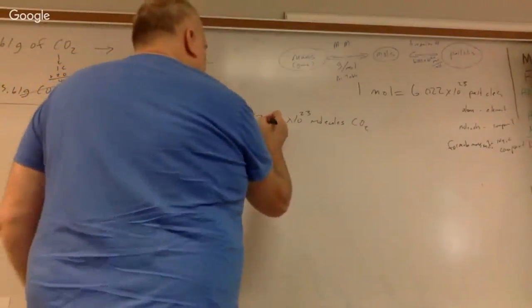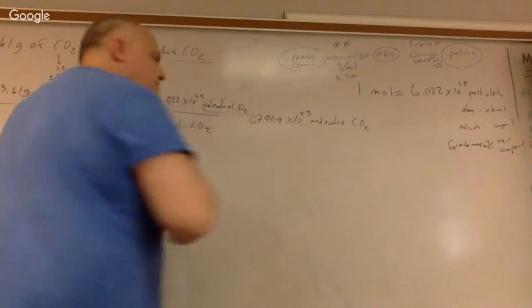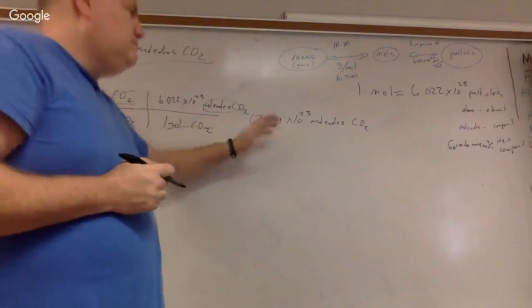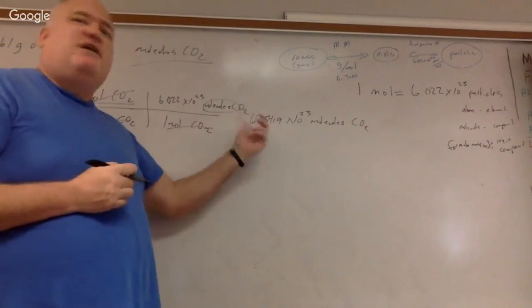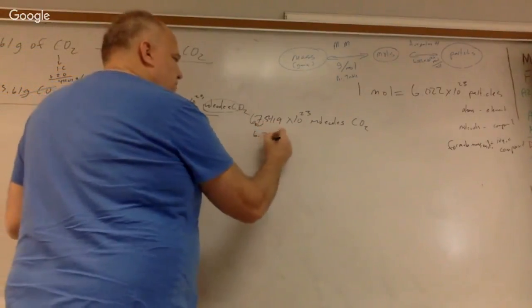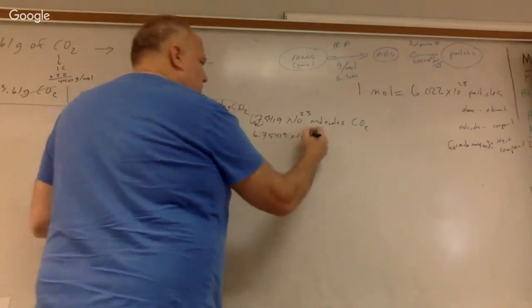67.5419. Agreement, Jacob? Okay. Again, I like this number, but don't love it. It's not in good form, which means I probably want to shift this decimal place one place over and make it 6.75419 times 10 to the 24th.